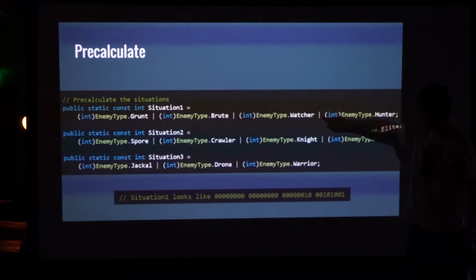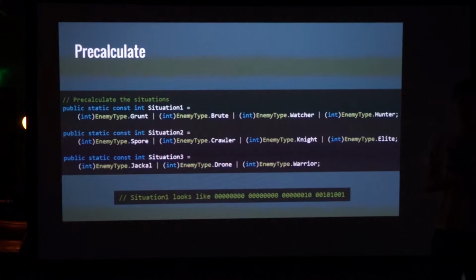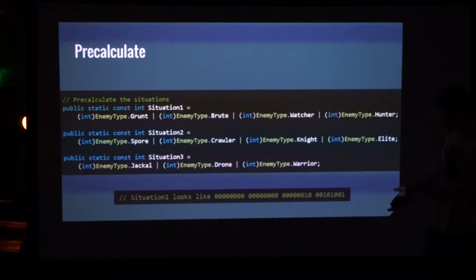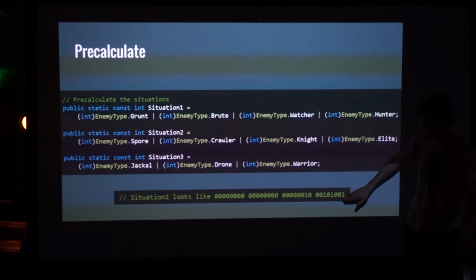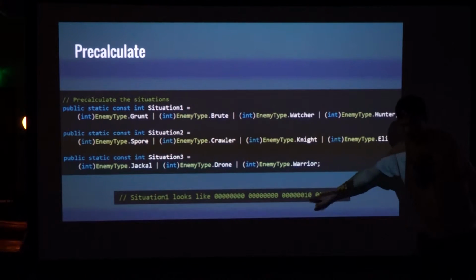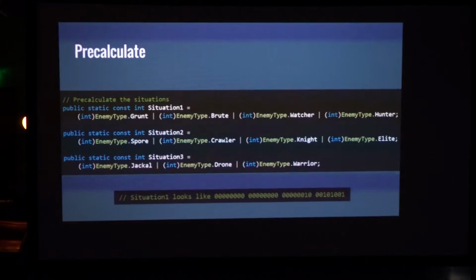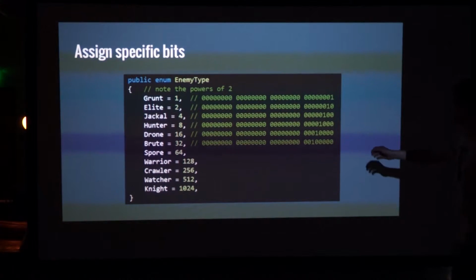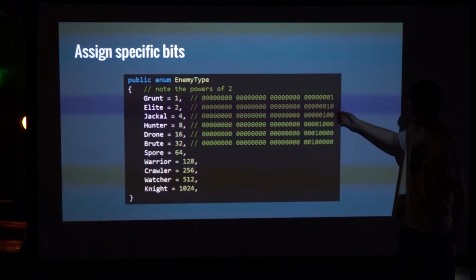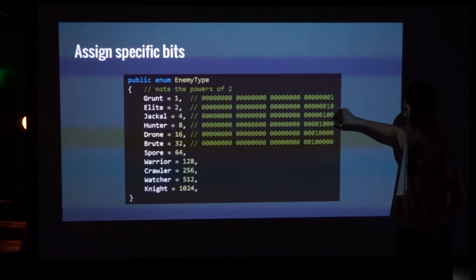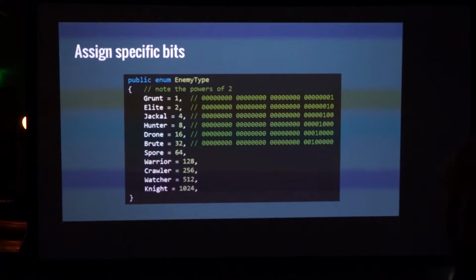Here I'm using this vertical bar, which is common for many programming languages, is a bitwise OR, for short. Here's what the situation calculates out to. You've got a 1 here, a 1 here, a 1 here, and a 1 here. If we hop back to the previous slide, those 1s correspond to the 1 for grunt, the 1 for hunter. It basically meshes them all together.